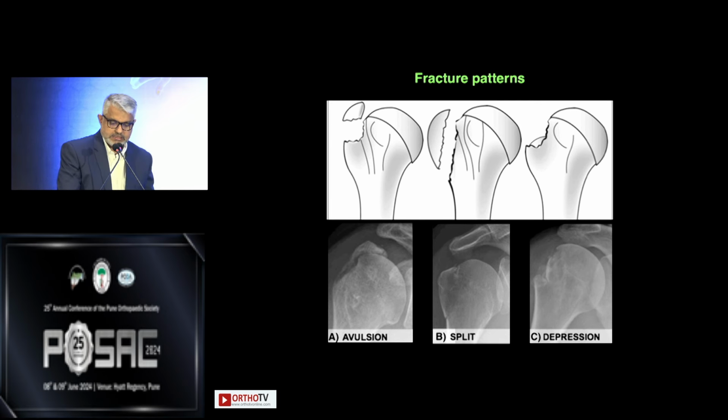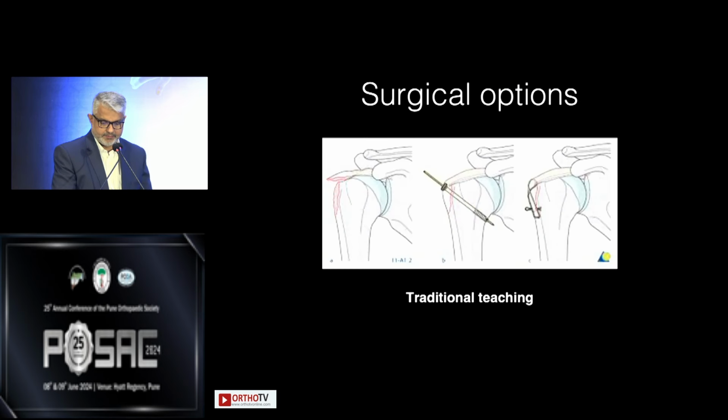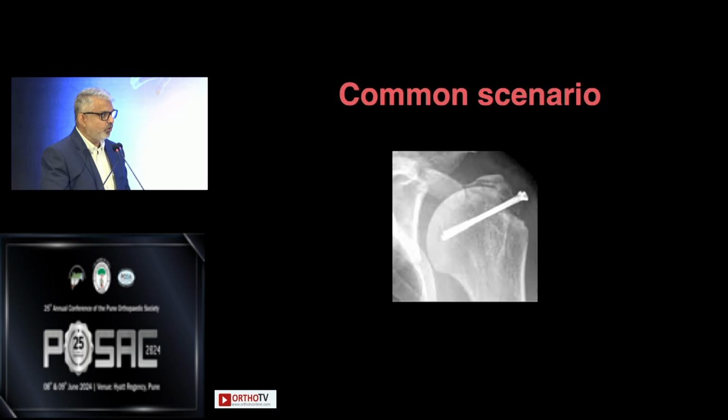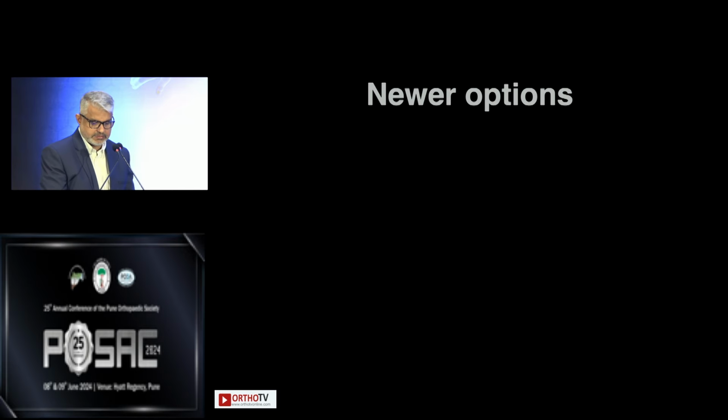In my practice, I limit arthroscopic fixation to the avulsion type of fractures, and not as a blanket statement. Conventionally, traditional teaching has been to do a screw fixation, but all of us have burnt our fingers with this. You put in a screw, the patient comes in the post-op period, and at 6 to 8 weeks you can see that the screw has literally ripped apart because the pull of the supraspinatus is such.